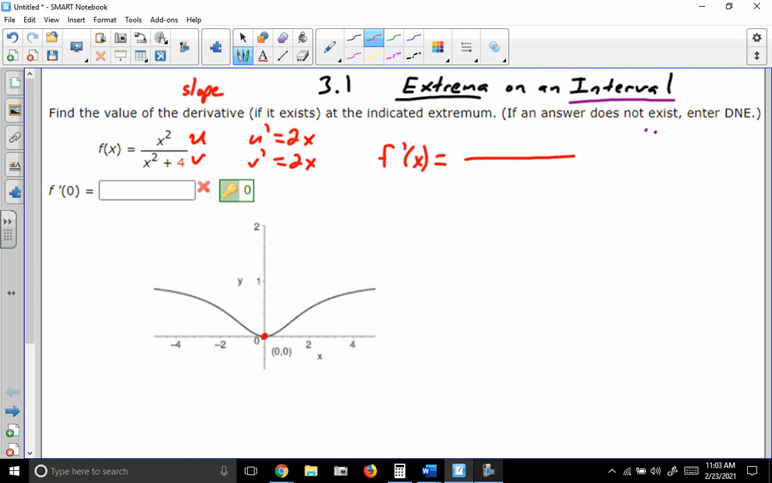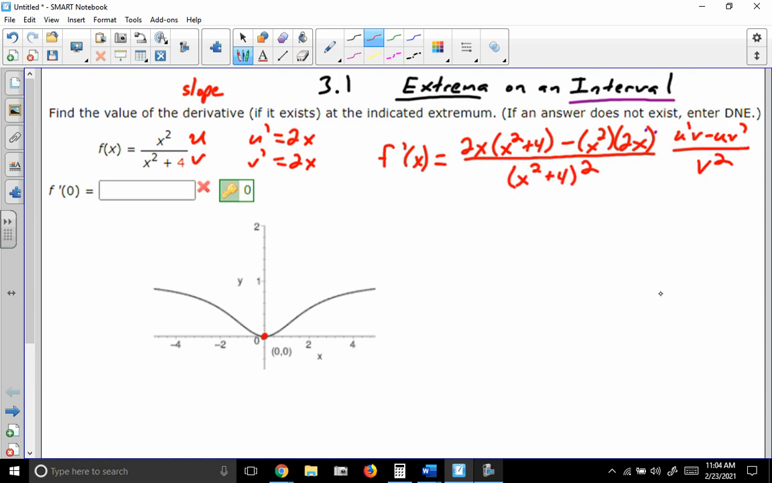So remember, we don't just simply take the derivative of the top and the bottom, but we have to use the quotient rule. u prime v minus u v prime, all of that over the bottom squared. So u prime is 2x, v is x squared plus 4, minus u times v prime. All of that over the denominator squared.